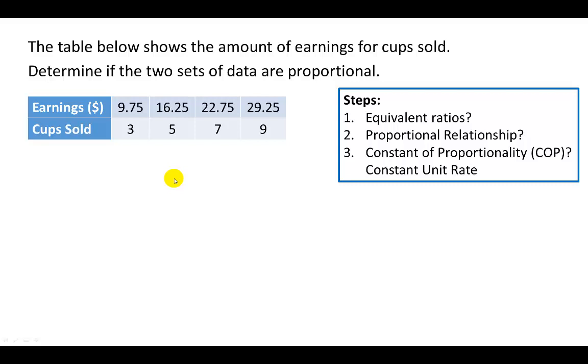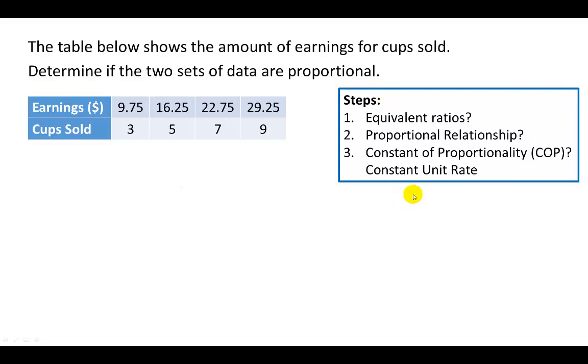The table below shows the amount of earnings for a number of cups sold. We need to determine if these two sets of data are proportional. To do that, we're going to look to see if we have equivalent ratios.